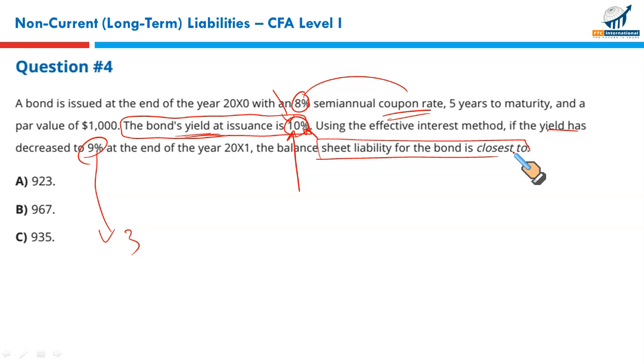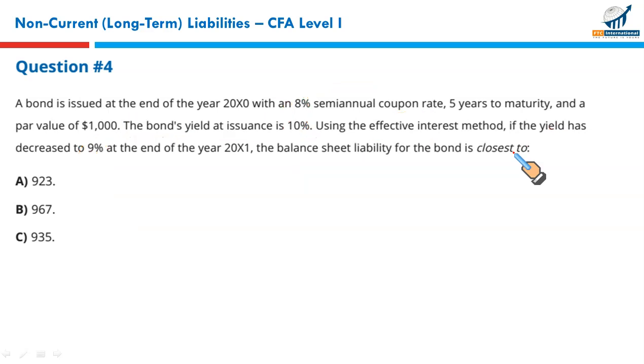Now we have to calculate the value of the bond to be reported on the balance sheet. For this we need to identify some numbers. Let's do that. First, the bond maturity is 5 years. We issued at the end of 2000 X0. Right now it's the end of year 2000 X1. It means 1 year has gone. Remaining life of the bond is 4 years. Since interest payments are made semi-annually, that means 2 periods every year for 4 years, so the number of periods would be 8. N is 8.